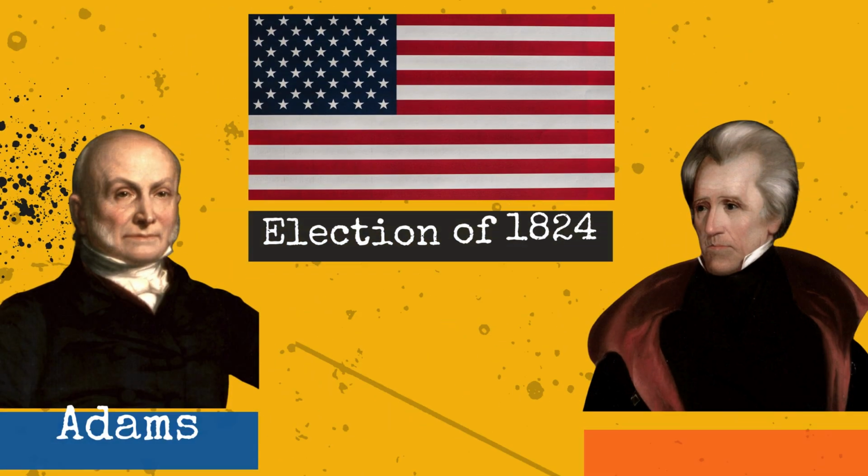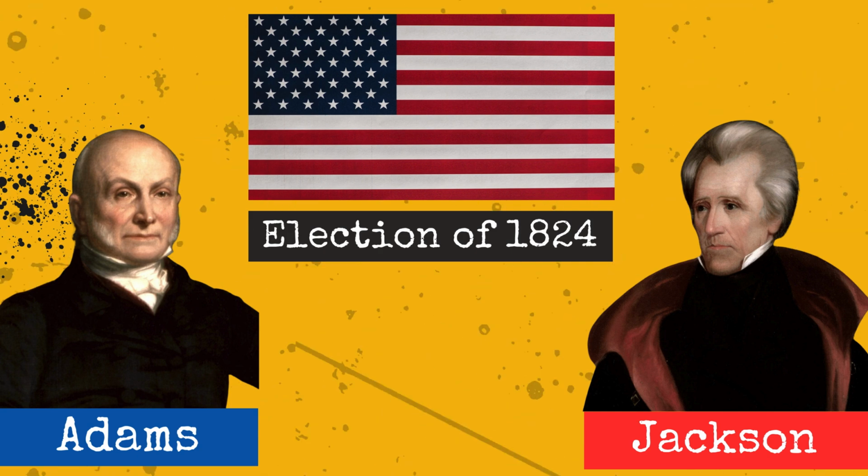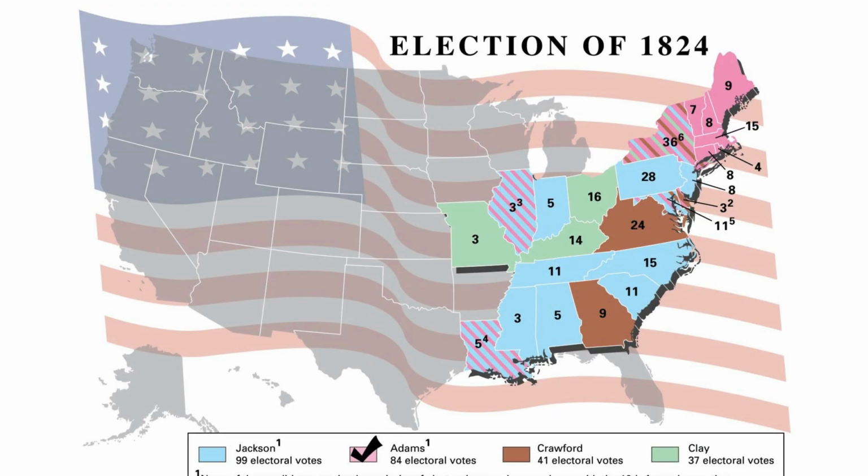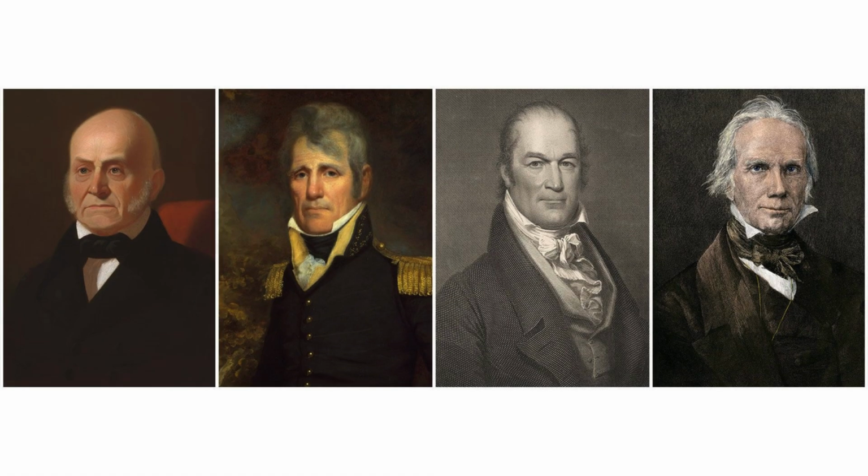Number 1, 1824, Andrew Jackson versus John Quincy Adams. Often referred to as the corrupt bargain election, Andrew Jackson won the popular vote and received the most electoral votes, but failed to secure a majority in the Electoral College in a four-way race.